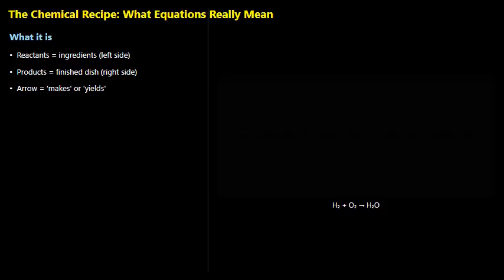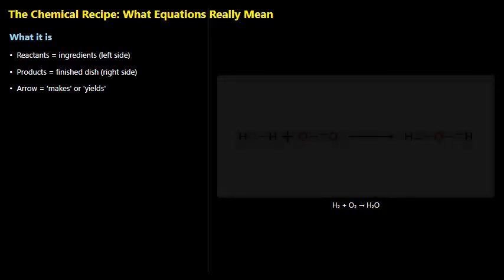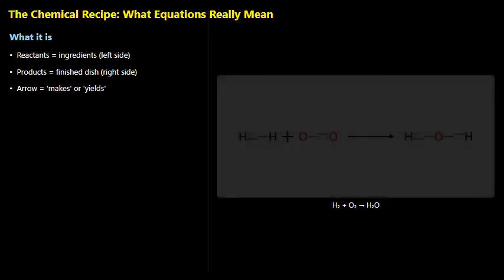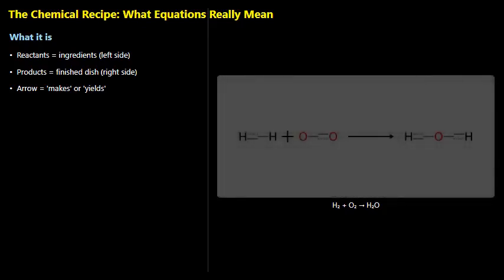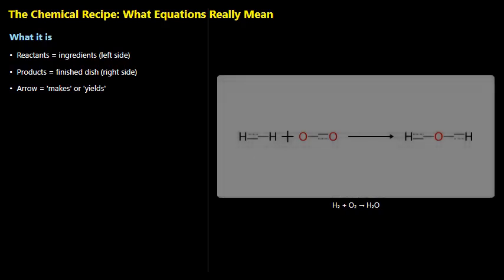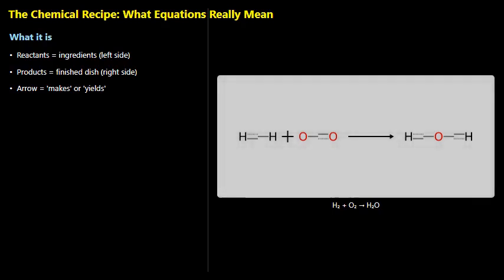A chemical equation is just a recipe written in symbols. On the left, before the arrow, you list your reactants, those are your ingredients. On the right, after the arrow, you list your products, the finished dish. The arrow itself simply means "makes" or "yields." So hydrogen plus oxygen makes water is written as H2 plus O2, arrow, H2O.